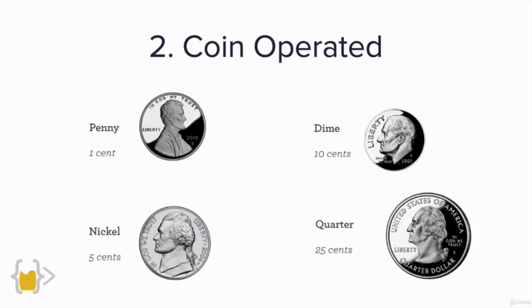Notice what each of these coins are worth. The penny is worth a cent, the nickel worth 5 cents, and the dime 10 cents, and the quarter is a quarter of a dollar. These represented in decimal values would look something like this.